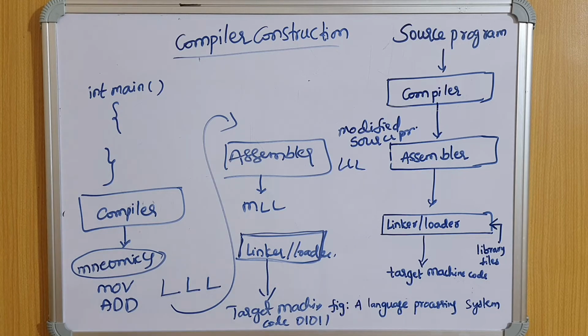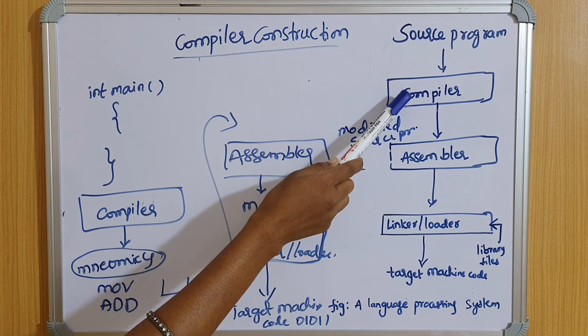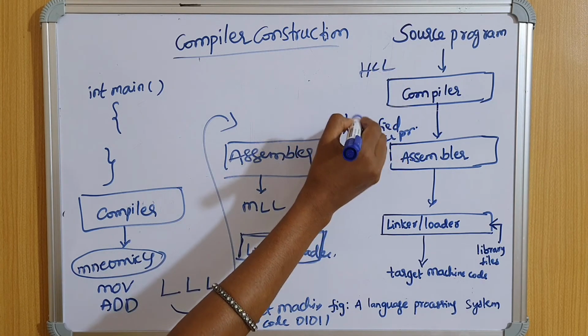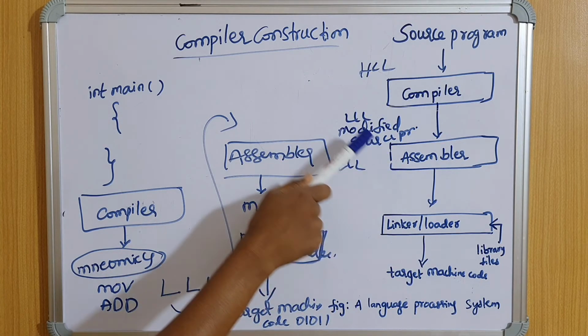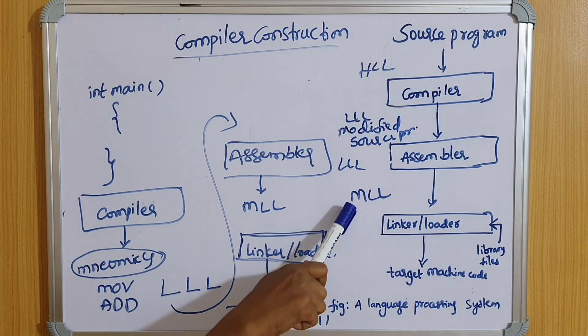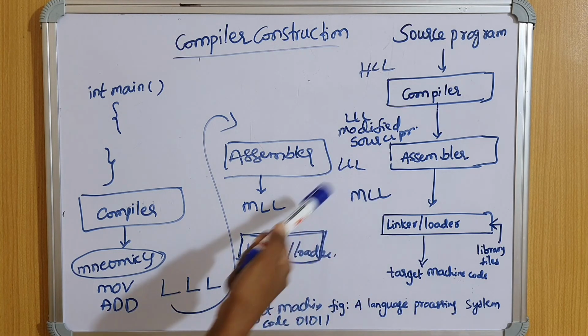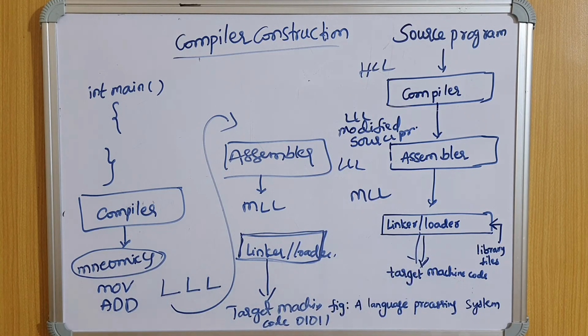So what is a compiler? A compiler will translate the high level language to low level language. We have one language processing system. In that we have the source program. Then it comes into the compiler, which converts the high level language to low level language. Then it goes to the assembler, where the low level language is converted into machine level language. Then the library files required are loaded, and our required machine code comes out. This is all about the language processing system. Thank you.